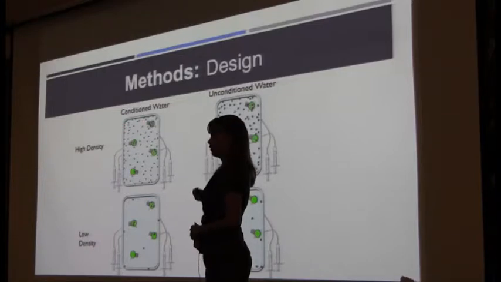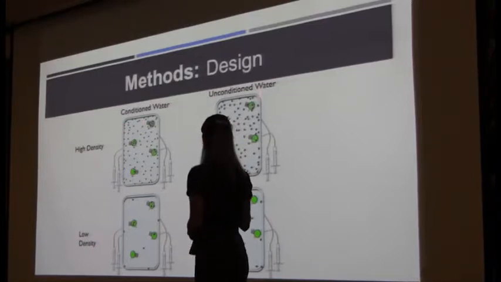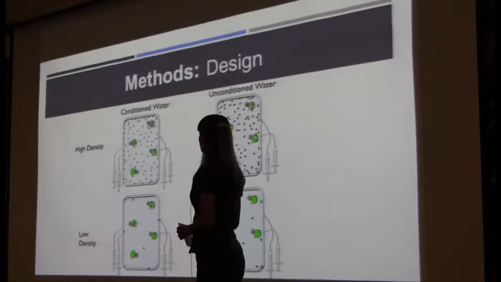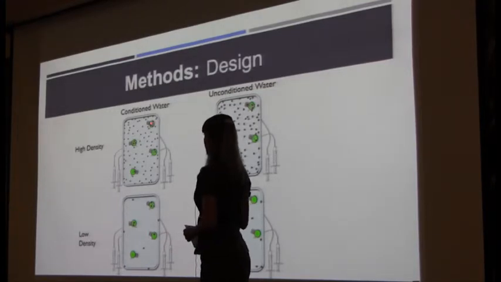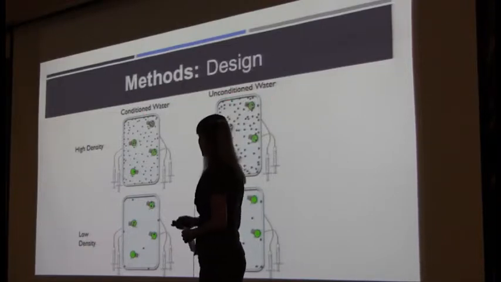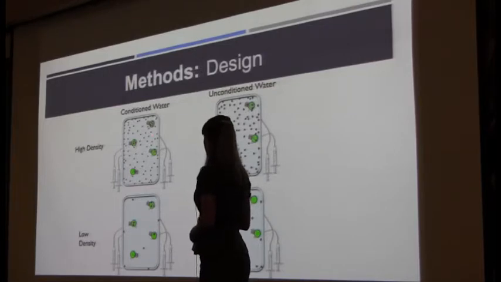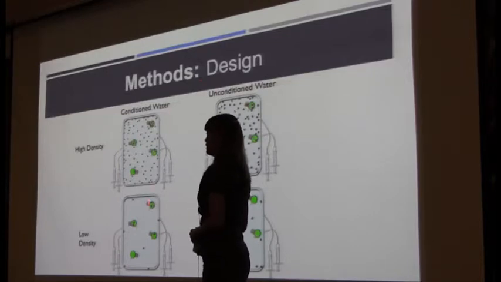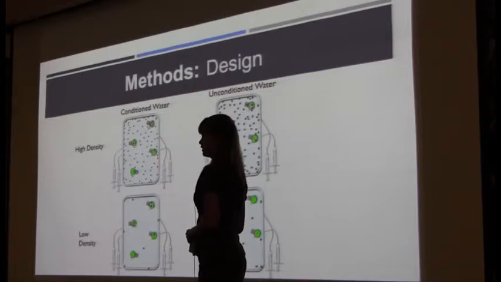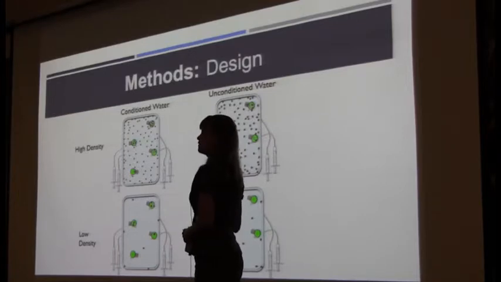The conditioned water came from feeding conspecifics. The unconditioned water was simply well water. The low density treatments were with 12 snails in the conditioned water and 12 snails in the unconditioned water. Each chamber consisted of 4 aluminum weigh boats that were placed next to the tubes that we used to inject the conditioned or unconditioned water. Every 10 minutes we would inject 0.2 milliliters of the conditioned or unconditioned water into the chamber. And then every 5 minutes, we'd count the number of snails in each weigh boat.